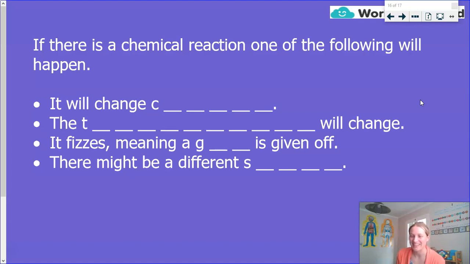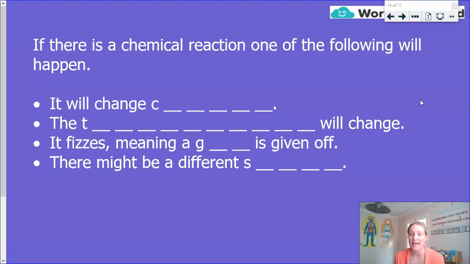Okay, so let's have a think. It changes colour. The first one is colour. And if I think back to the match, which I put down here somewhere, it changed colour. It went black, didn't it? Same with the match, the temperature changed. That's the second one. The temperature will change. It got hot. Not always hot. Sometimes it could get cold.